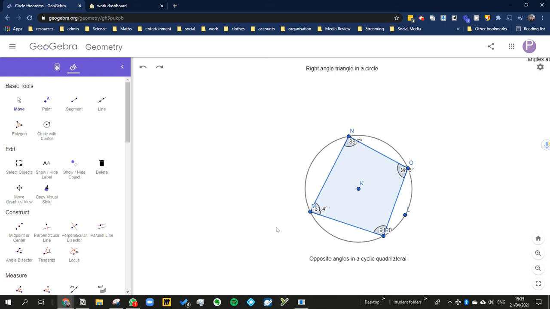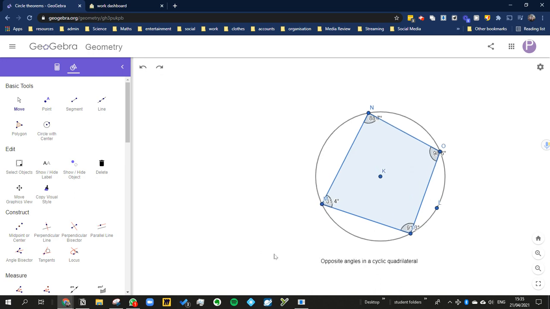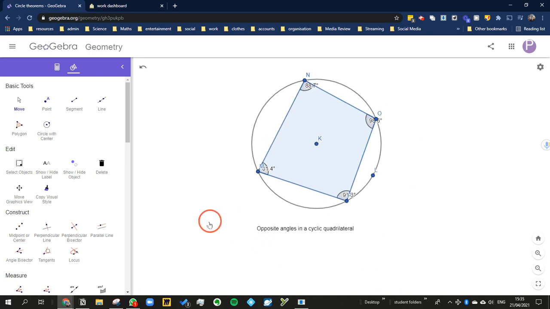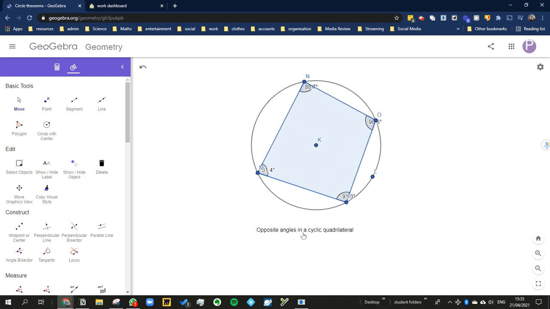Okay, so this is another video in circle theorem proofs using GeoGebra. And what we're going to look at now is the opposite angles in a cyclic quadrilateral. And cyclic just means to do with a circle, basically. So a quadrilateral is a four-sided shape of any kind.